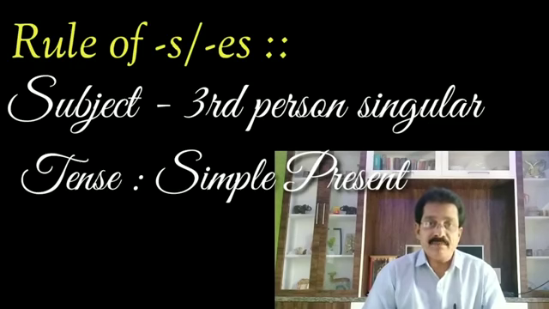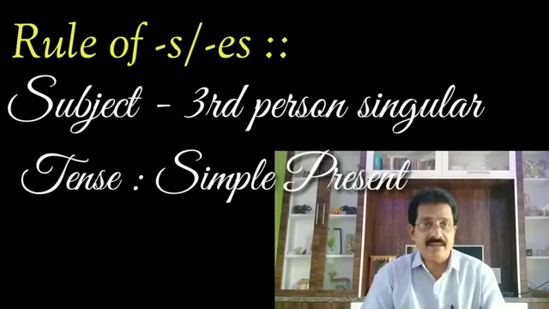Rama eats a mango in our original sentence. She sings a song, not she sing a song. Ravi plays cricket, not Ravi play cricket. So remember this rule too. Now this is almost the end of simple present tense. I suppose you understood it.